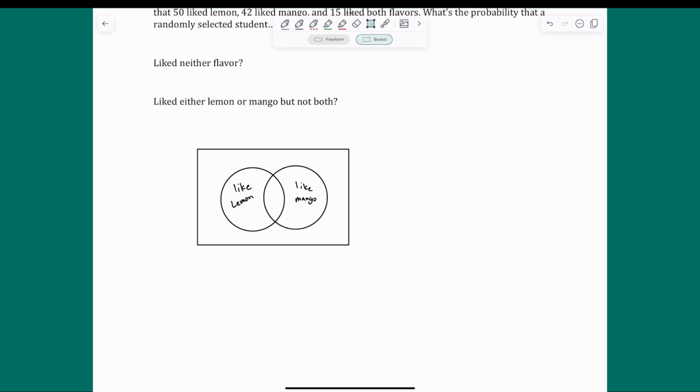the first one is they liked neither flavor. That means we are interested in neither flavor. It means they didn't like lemon or mango. Okay, so that means we're looking basically for this portion of the Venn diagram. In other words, the probability of the outside.